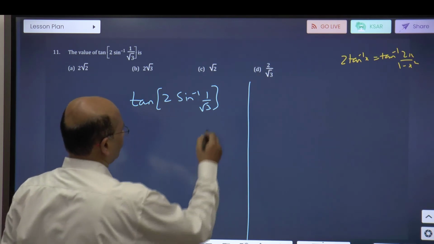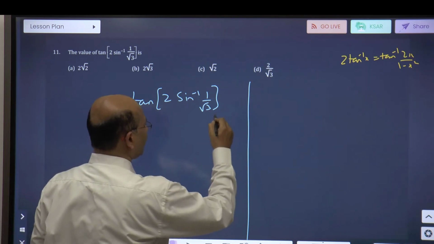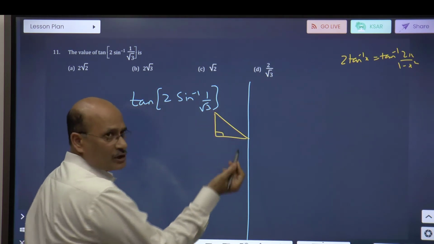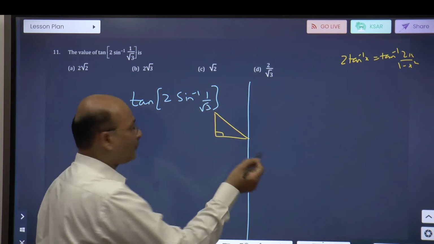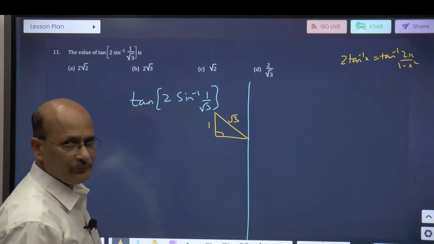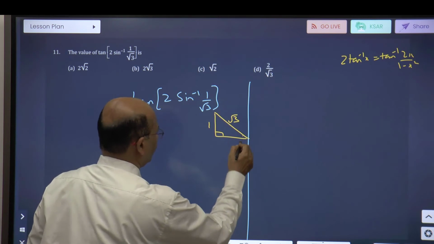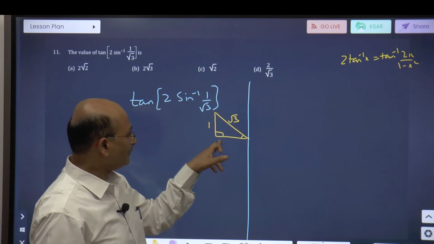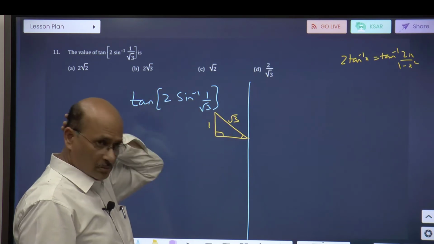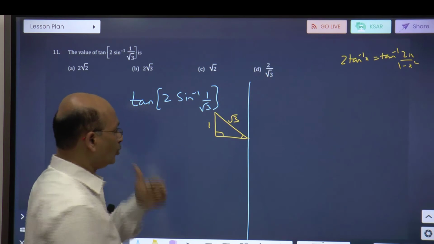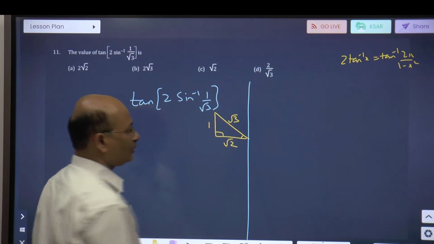So let's do one thing. Let me just draw a right angle triangle and try to work out this sum. Okay. So this is the sine ratio. Sine is what? Opposite upon hypotenuse. So this will be 1 and this will be √3, for this angle, of course. Opposite upon hypotenuse. Now by Pythagoras theorem, what will come here? What will come here? √2. By Pythagoras theorem, there will be √2.